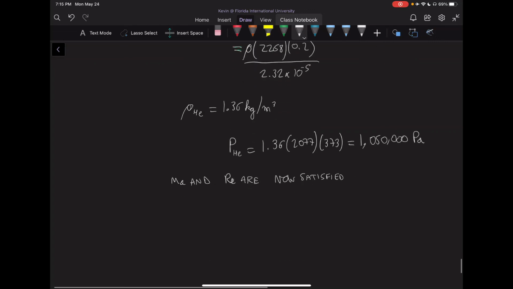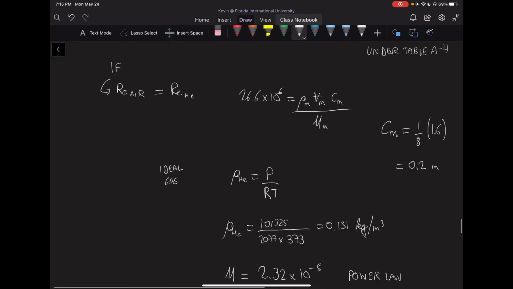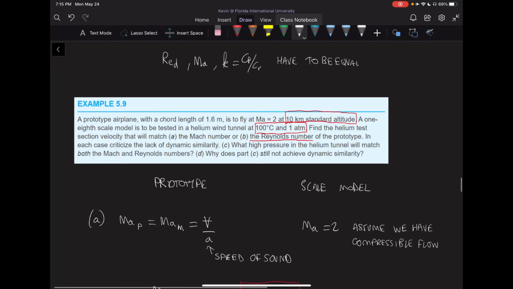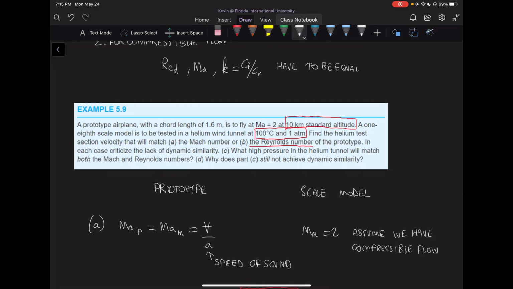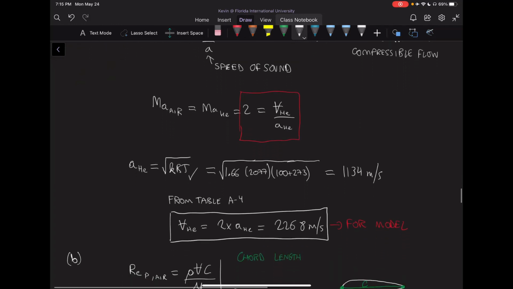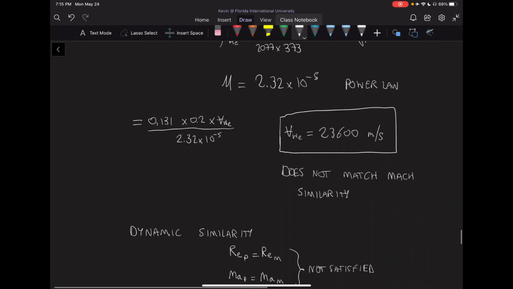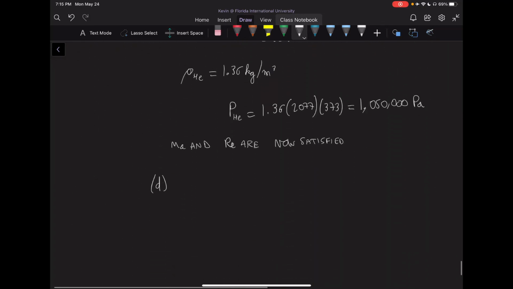The problem is that in part D, we're told, why does part C still not achieve dynamic similarity? Well, it still doesn't achieve dynamic similarity because our K for air and our K for helium are not equal. Therefore, we do not have dynamic similarity.